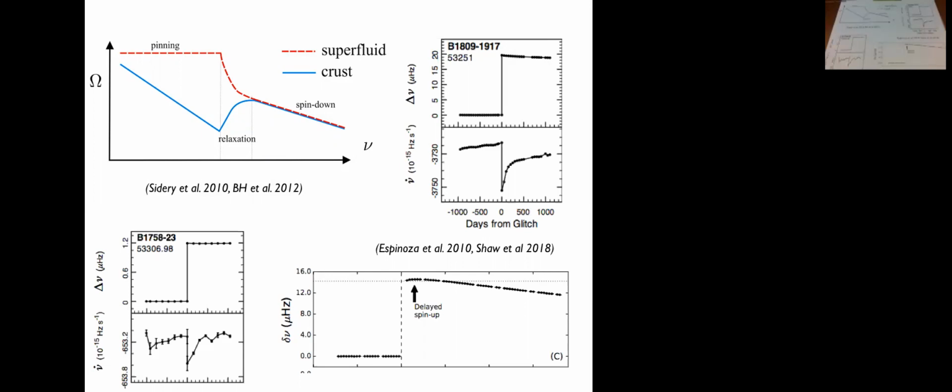But some pulsars have just jumps in frequency. Some have an increase in the spin down rate, but no exponential relaxation after. The Crab pulsar, which is one of the most observed ones, is even more unique. In some glitches, it has this sudden jump, but then it also has a delayed spin up, and then it recovers a bit. So there's a lot of phenomenology to understand and explain.